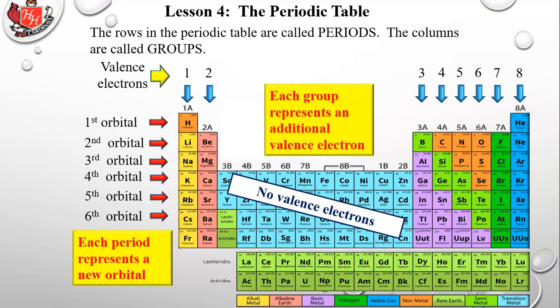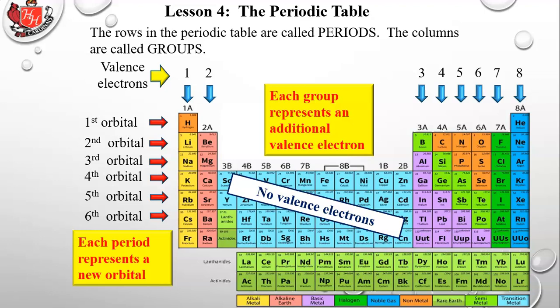That's the exception. But everything below it, neon has 2 orbitals. The 2nd orbital is its valence orbital, and it has 8 electrons. It's full. Argon below it has 3 orbitals. The 3rd orbital is its valence orbital. It holds 8 electrons, and it's full.